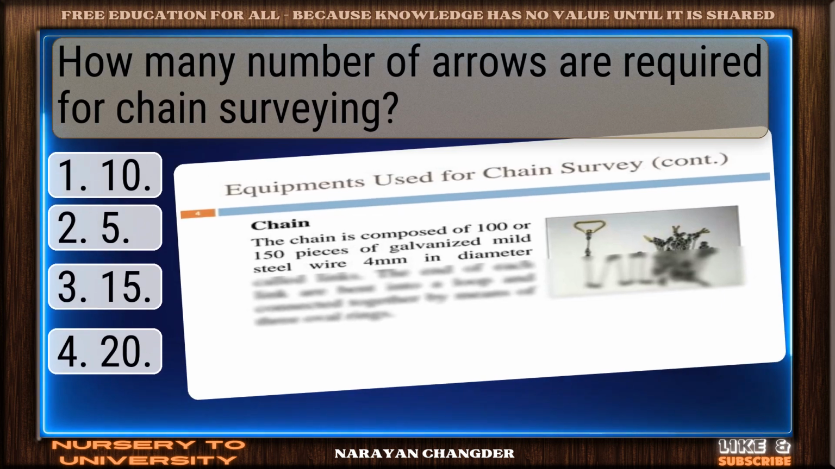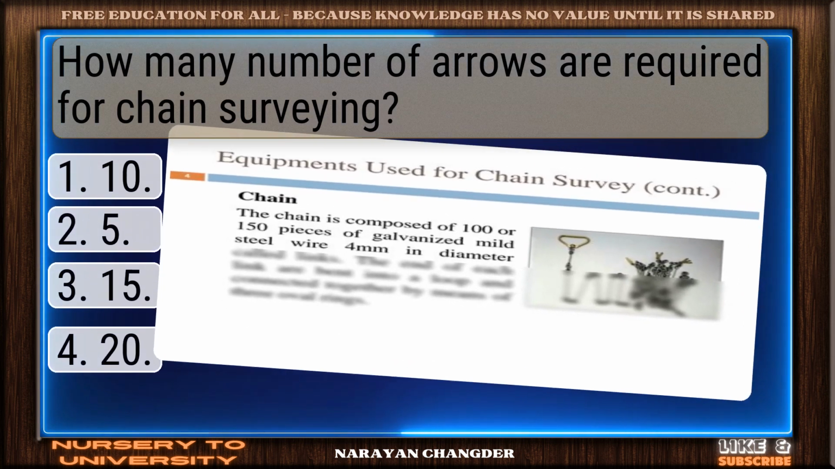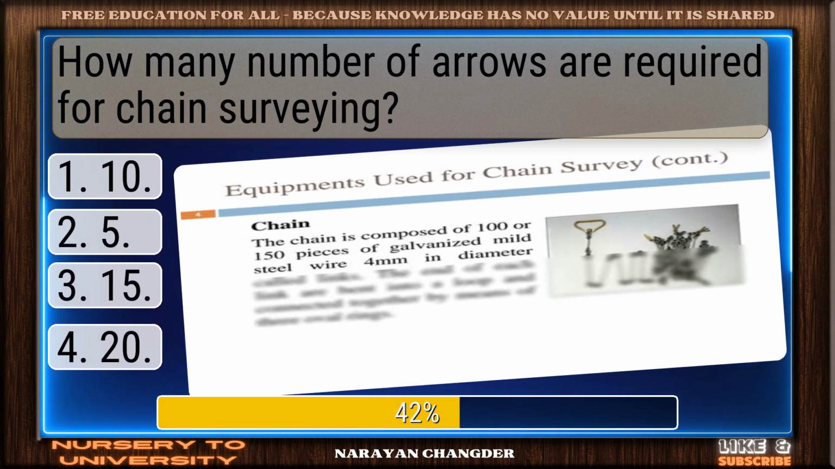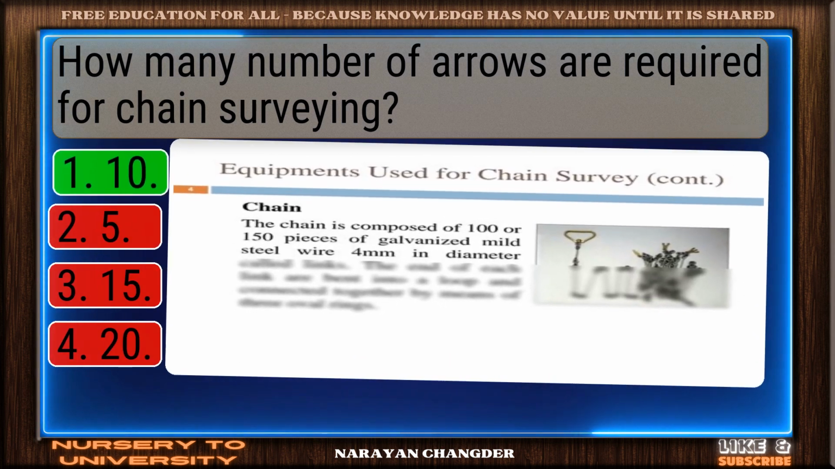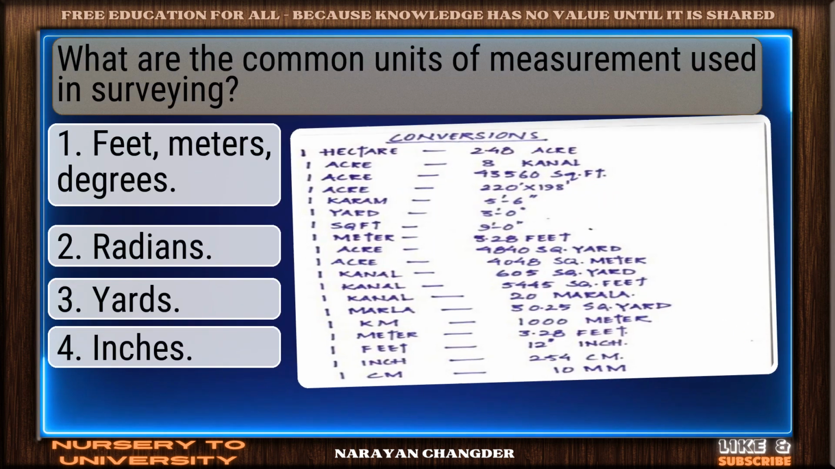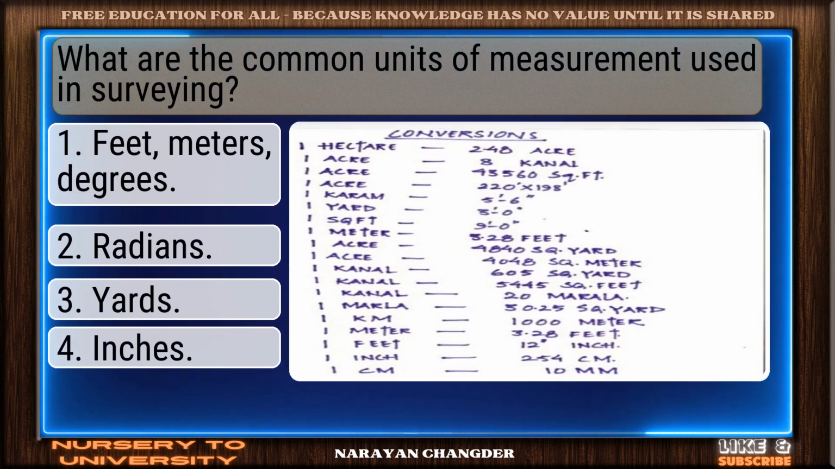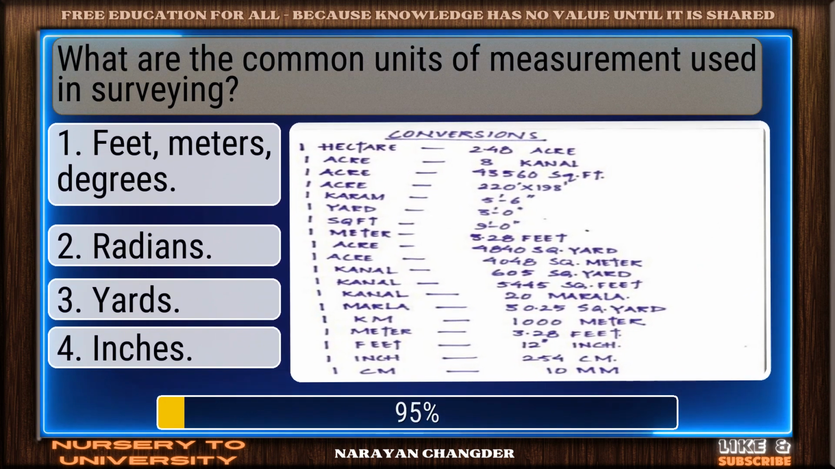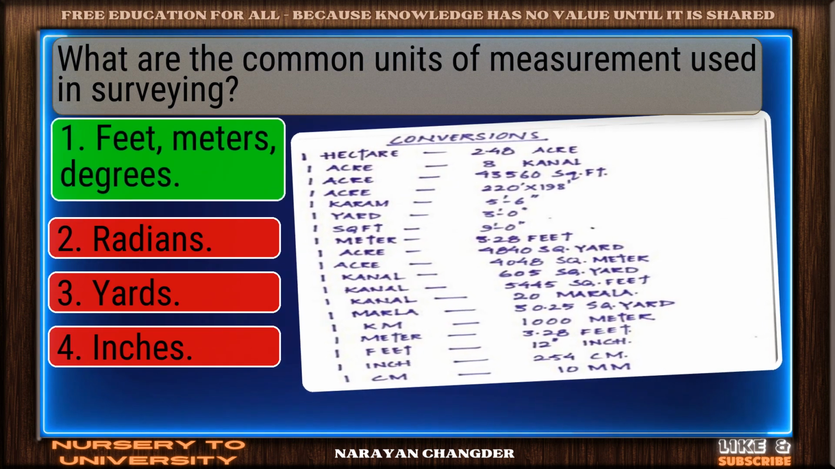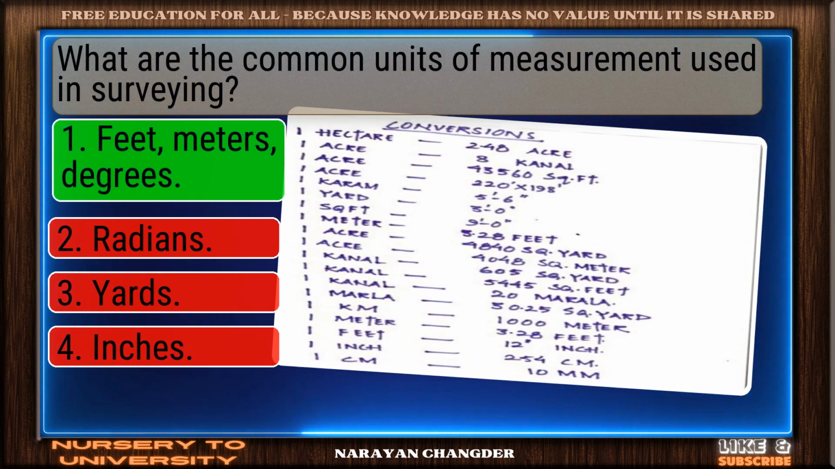How many arrows are required for chain surveying? Right again. 10 is a valid answer. What are the common units of measurement used in surveying? Good thinking. Feet, meters, degrees is the right answer.